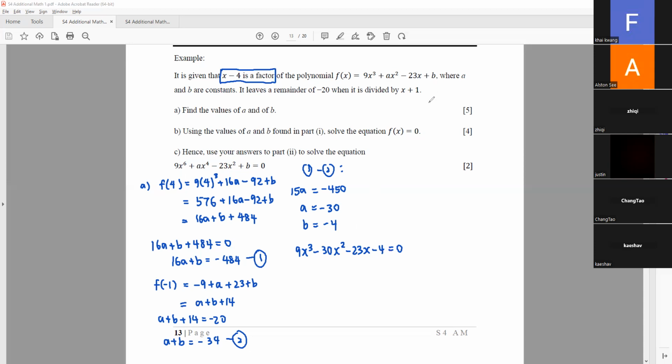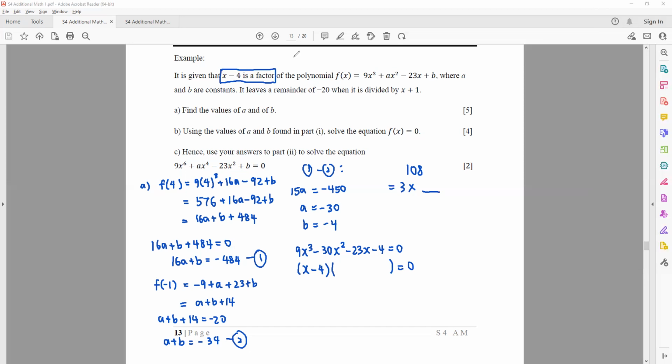So let's say I give you this number, 108. I tell you 3 is one of the factors. How do you find another factor? You divide, right? 108 divided by 3, you get another factor, right? So same thing here. How do I find what times x minus 4 will give me this? I just do my division, right? So just do your long division. x minus 4. Of course, you can also compare coefficients if you know how to do it.